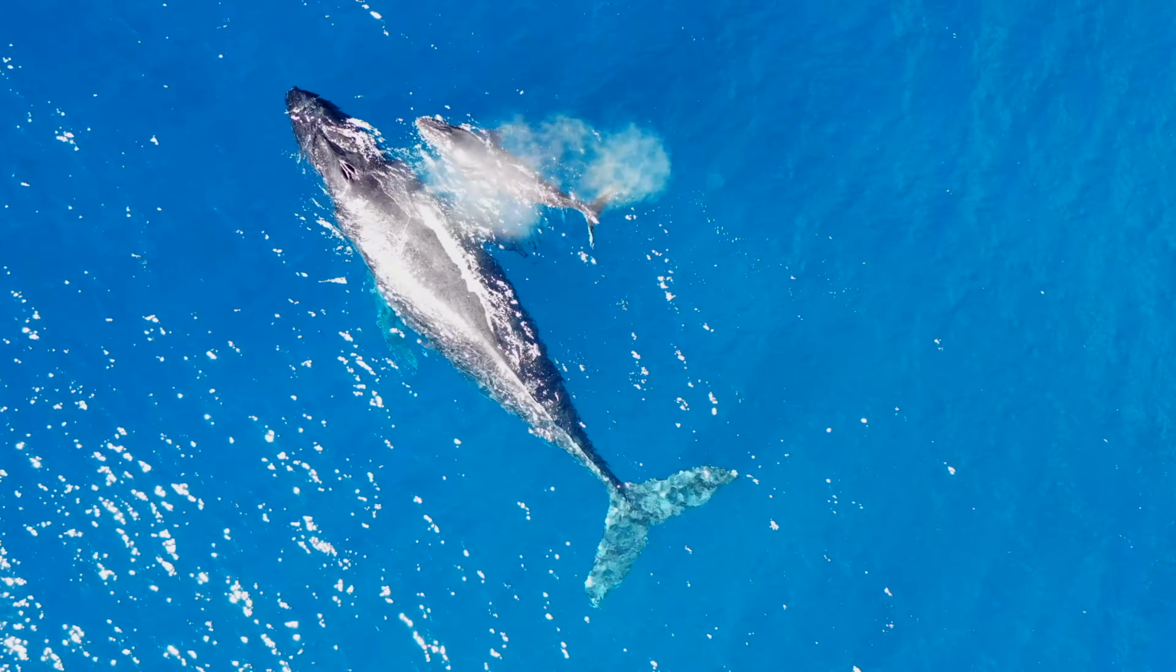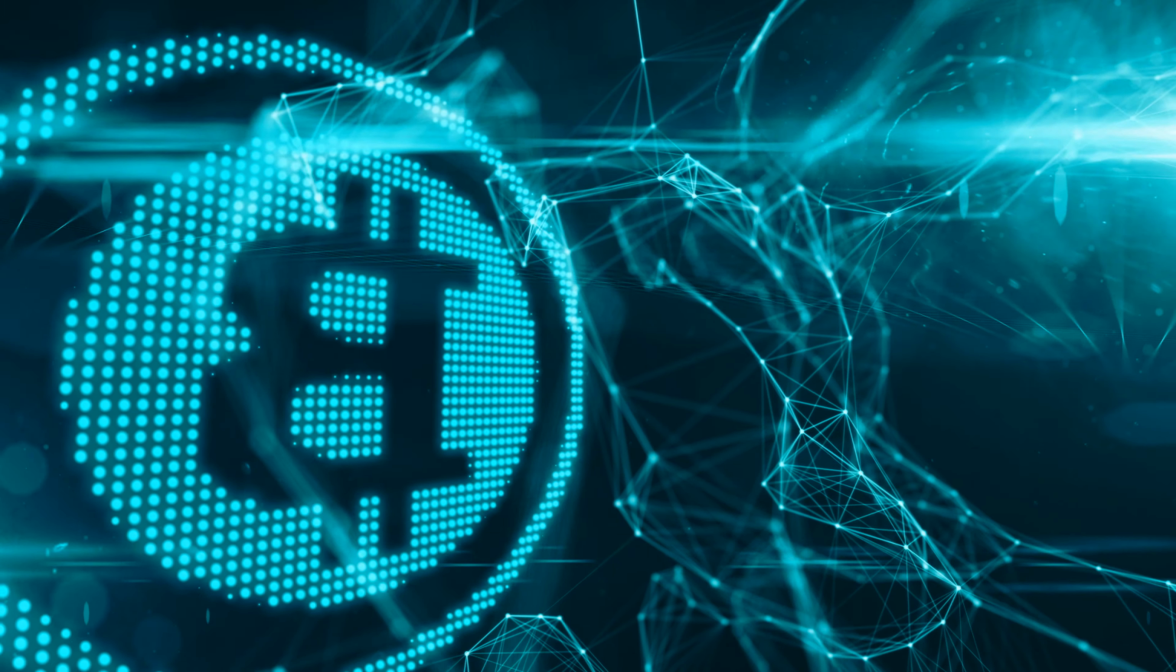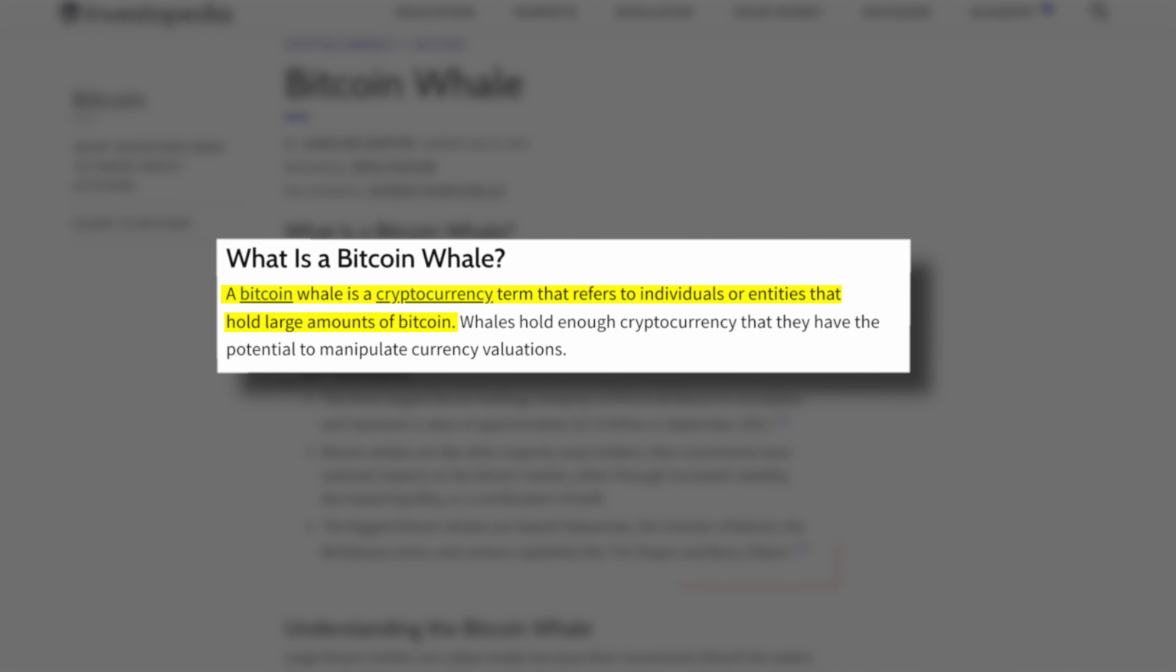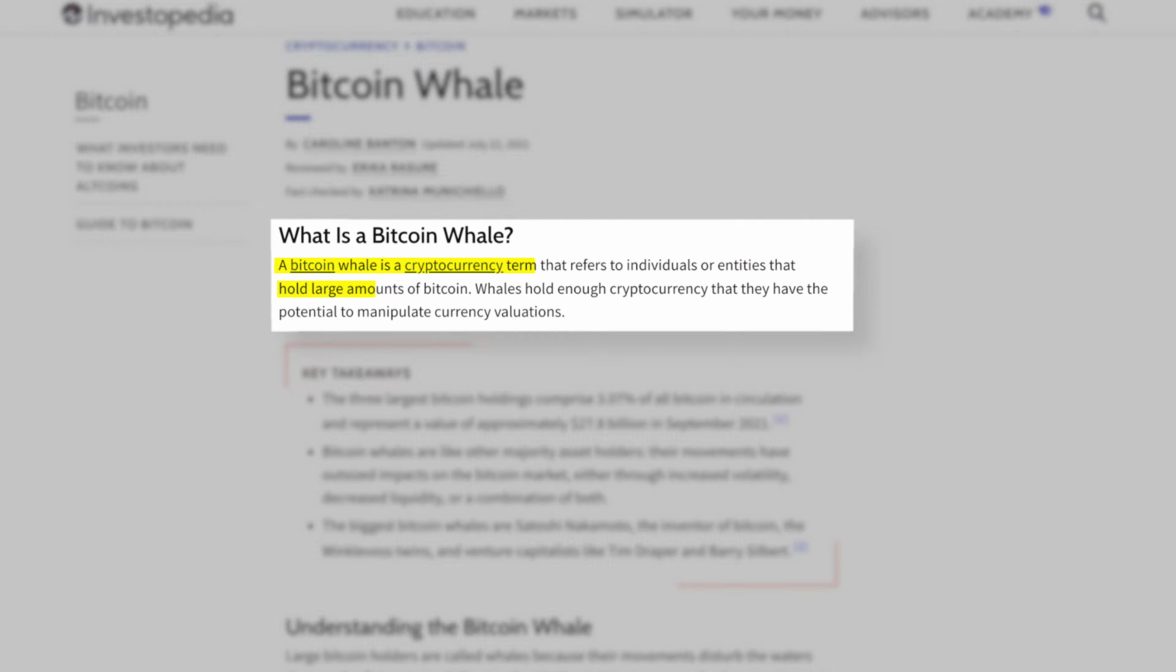And lastly, we have a whale. Not that whale, this whale. And this is simply someone who owns such a large portion of a particular currency that their buying and selling of that currency can drastically influence the price. All right, I know that was a lot to unpack, so if you have to go back and rewatch that section a few times, go for it.